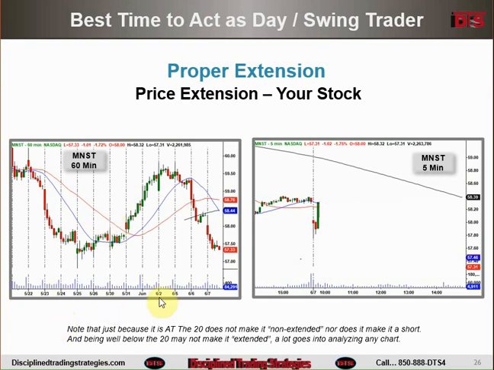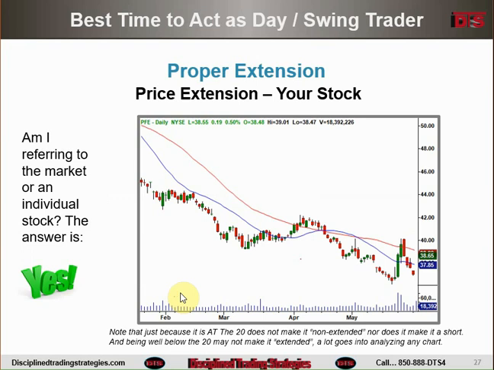Okay. But again, the lesson here is about extension, about what would you do, what would you not do, when do you time, how do you time things. When you see MNST this morning, you do not short early, you do not short weakness, you wait for the rally back.